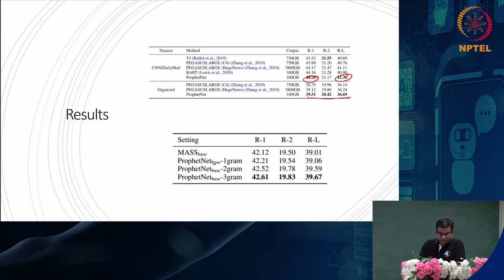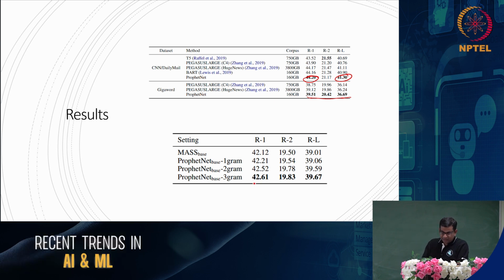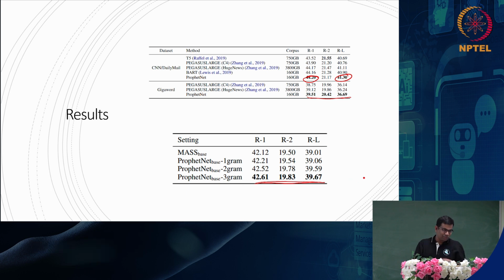You can also see the effect of higher-order n-grams. Instead of emitting one token, if you emit two tokens, three tokens, up to three tokens, they got better accuracy, and beyond that they didn't get any better accuracy. That means future planning up to three tokens is much more useful compared to taking just one future token.